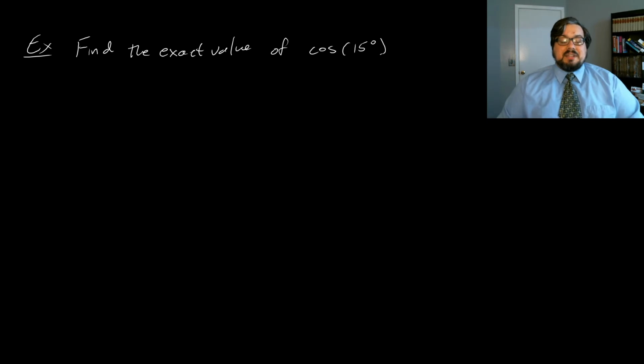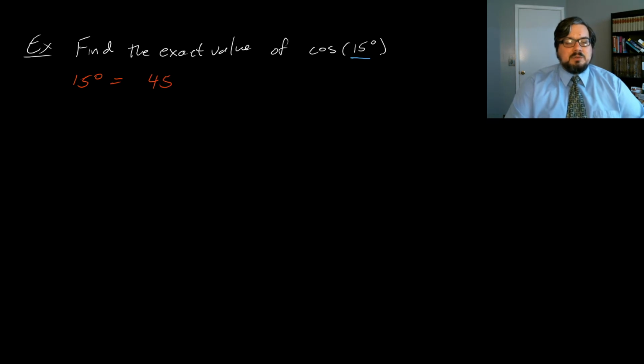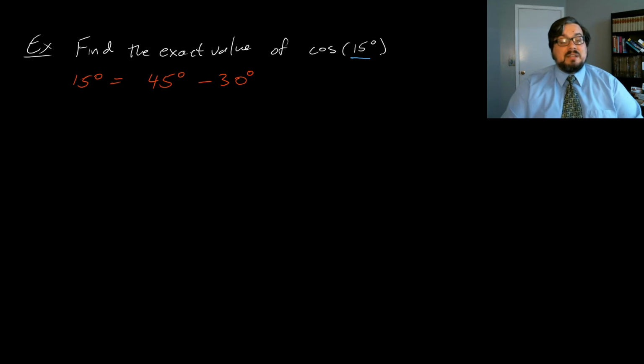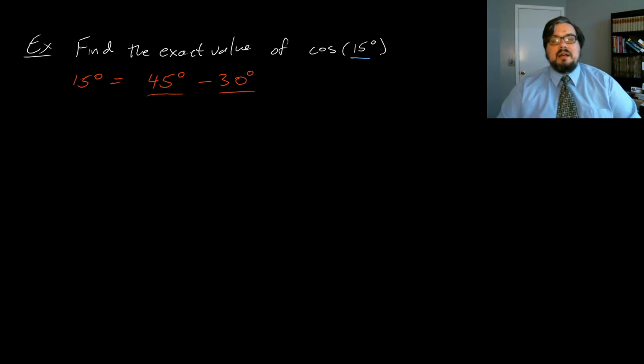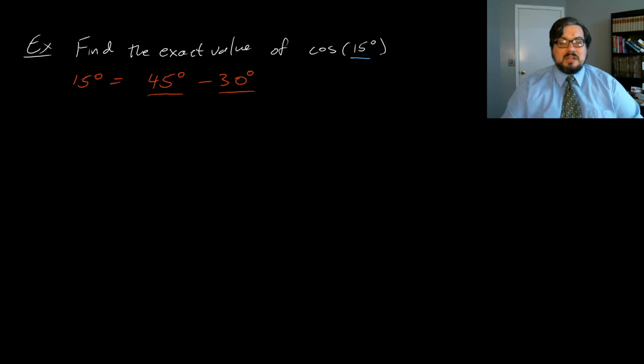So when we run into something like this, what we want to do is see if we can write 15 degrees as a sum or difference of angles that we do know about. So what we might notice is that 15 degrees is equal to 45 degrees minus 30 degrees. And the reason why we like that is that we know about 45 degrees and 30 degrees. We know what the sine of each of those angles are, and so we can work out what cosine of that angle is.